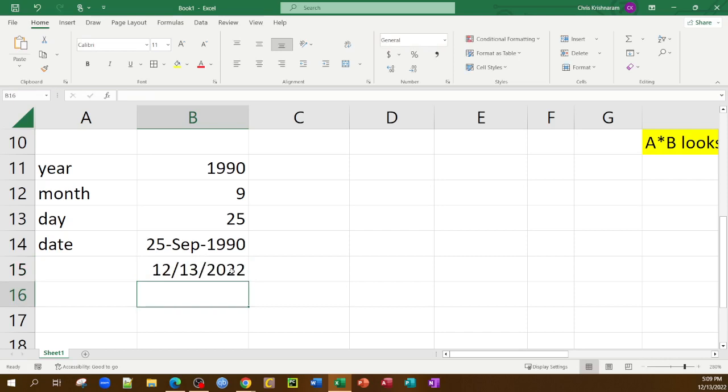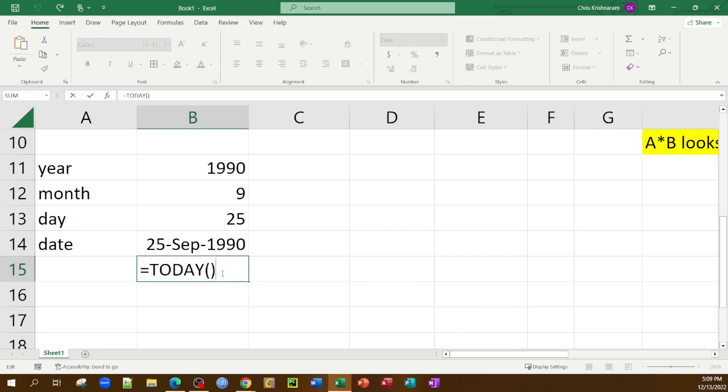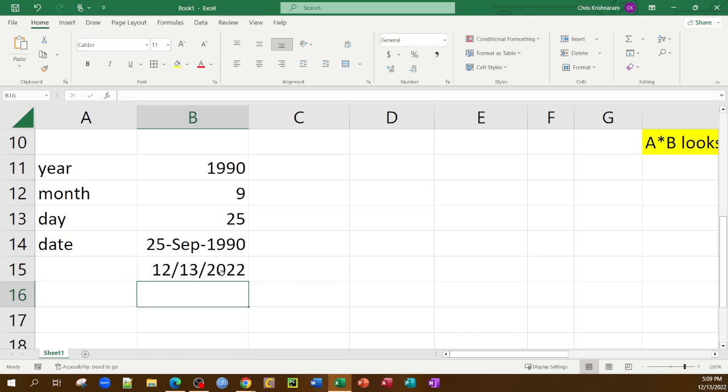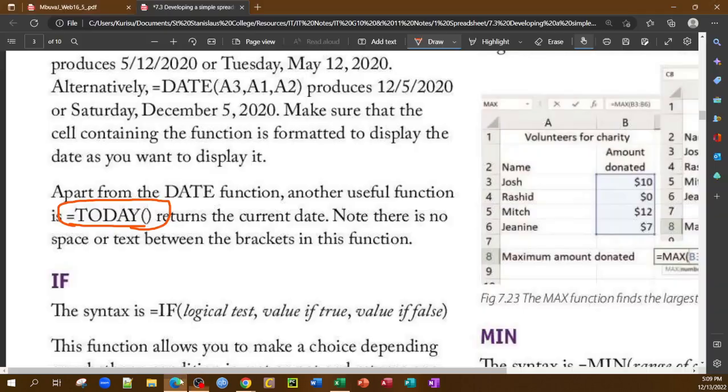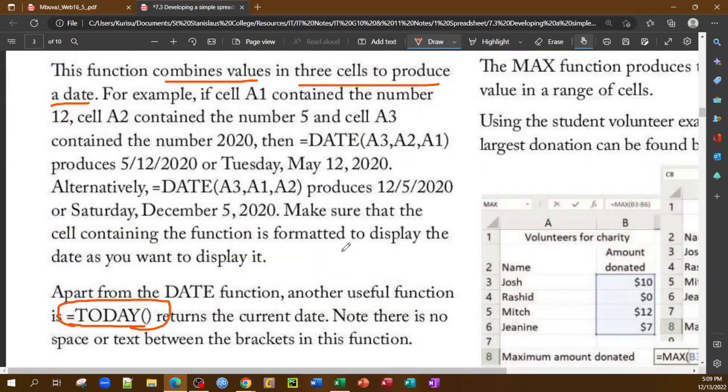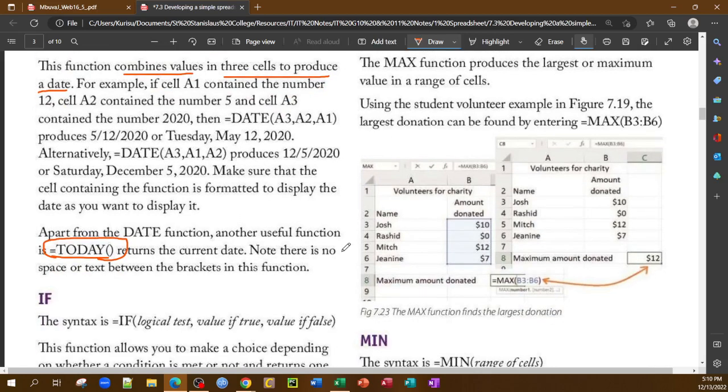Alright, so that gives you today's date. Try it out. Let me know if you get it to work. You can see today's date. If you try it tomorrow, you can see tomorrow's date. It would always keep changing based on the day that you enter it. Yes, sir, it works. Alright, good.